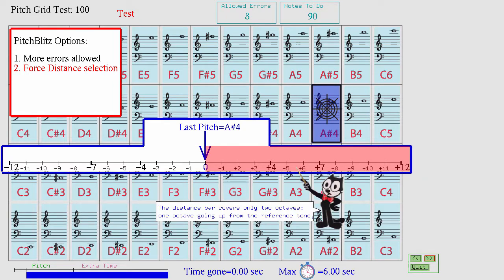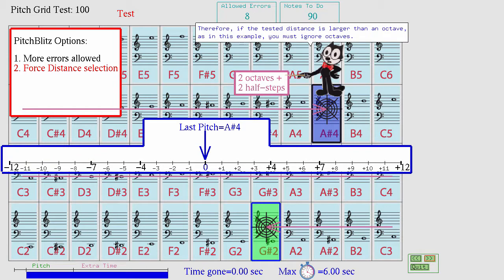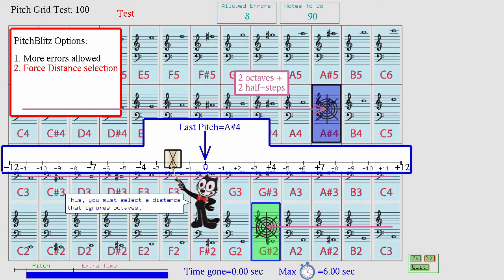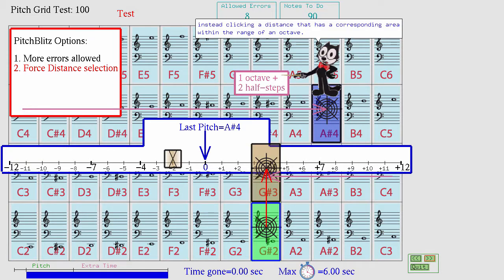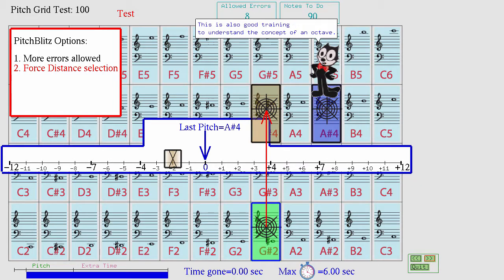The distance bar covers only 2 octaves, one octave going up from the reference tone, and the second octave going down. Therefore, if the tested distance is larger than an octave, as in this example, you must ignore octaves. Thus, you must select a distance that ignores octaves, instead clicking a distance that has a corresponding area within the range of an octave. This is also good training to understand the concept of an octave. In many cases, you can ignore octave skips. Octave changes have less influence on musical perception than non-octave changes.